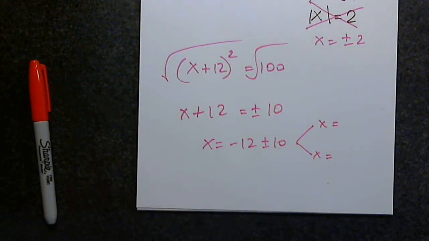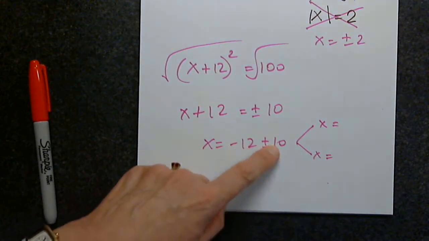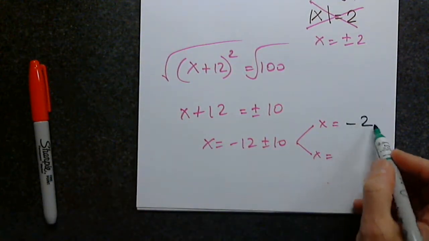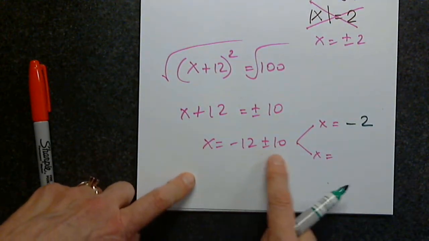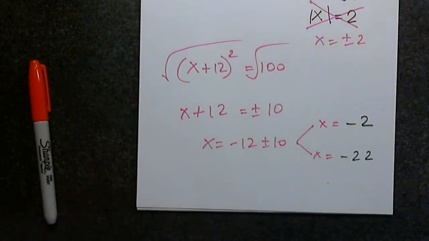I do have to write what they mean. And what do they mean? Well, negative 12 plus 10 indeed is negative 2. And negative 12 minus 10 indeed is negative 22. So this is the method of taking square roots.